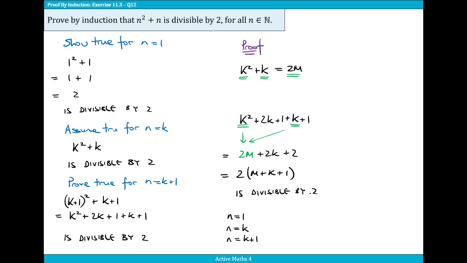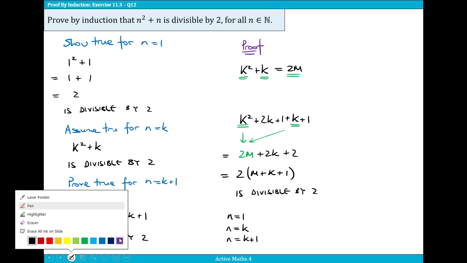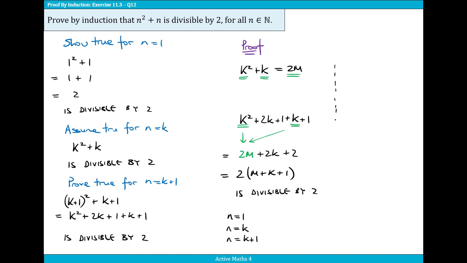And that's the proof. Now, just come up here for a sec, because we've done some of these with indices, and when we have indices, oftentimes in our assumption, and this is our assumption here, remember, we isolate one part of it. I didn't bother isolating any here because I knew that I was going to have a k squared and a k in the thing I was trying to prove. But let's isolate, let's say, the k squared. We could say that k squared is equal to 2m minus k.